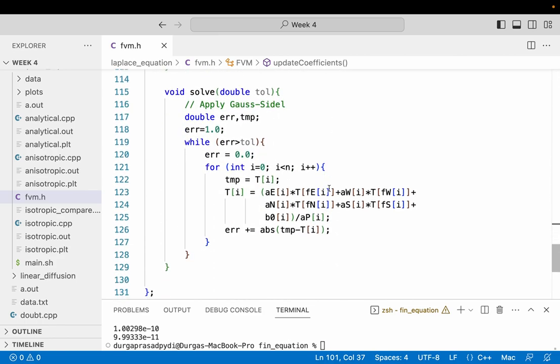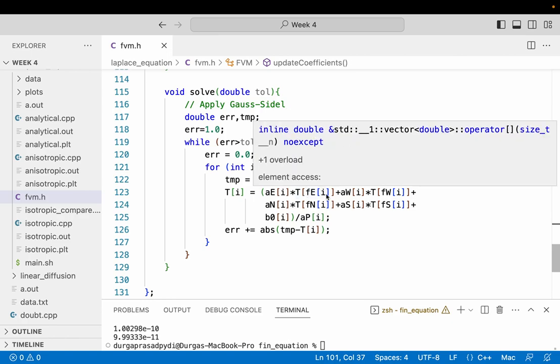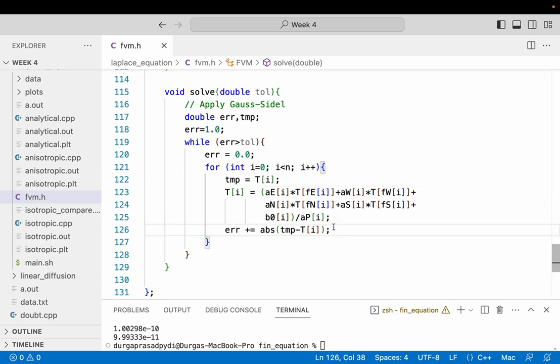The solution procedure is again similar, the only difference being that previously we had just two phases. Now instead of t of I plus 1, I am writing t of fe of I plus 1, fe of I. Fe will tell you the east phase index. So that appropriate index will be fed into this temperature field that is stored as a 1D array. That's the only difference. And then you will calculate the error, and as and when the error is below the specified tolerance level, this will converge.